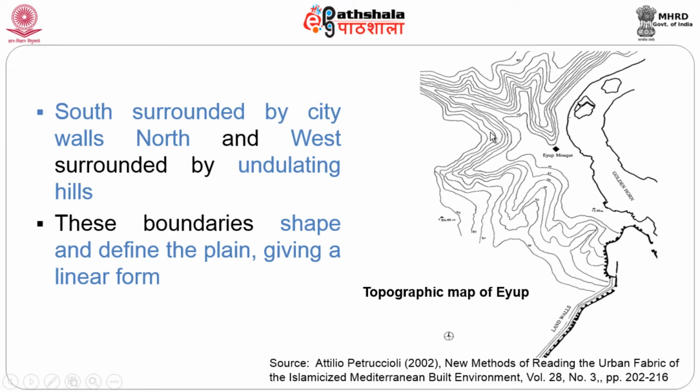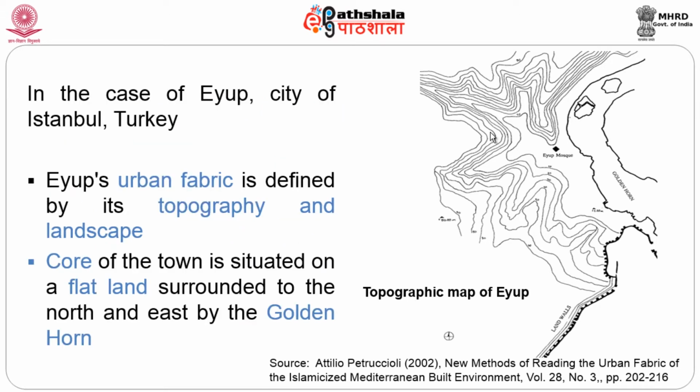All these topographical features give Eyüp a very linear form. So looking at the topographical and the landscape characteristics of a place, we get to know the form of the city, how the urban fabric has changed over a period of time, or has taken that form because of the topographical characteristics.